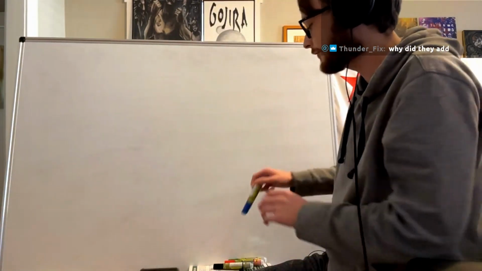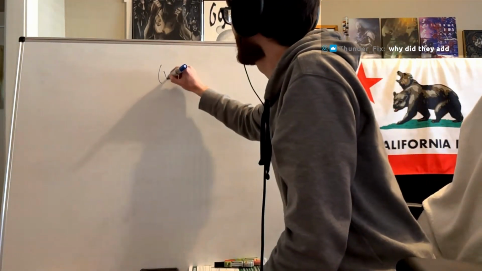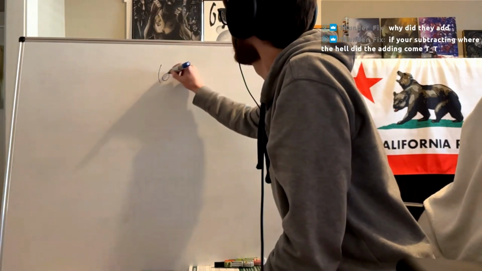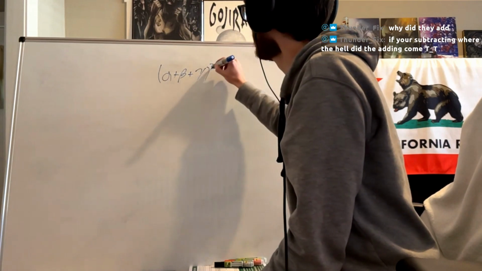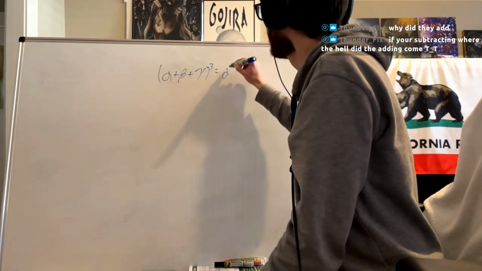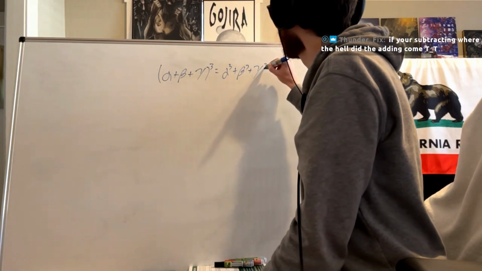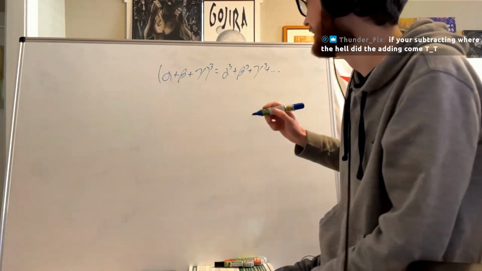So they basically just happen to know that, well, here I'll do the actual Greek letters. Alpha, beta, gamma cubed is equal to alpha cubed plus beta cubed plus gamma cubed plus some other whole huge mess that I don't want to copy down from Wolfram.